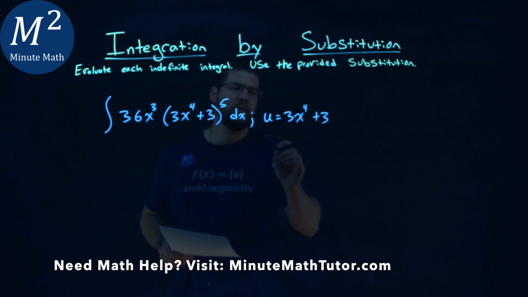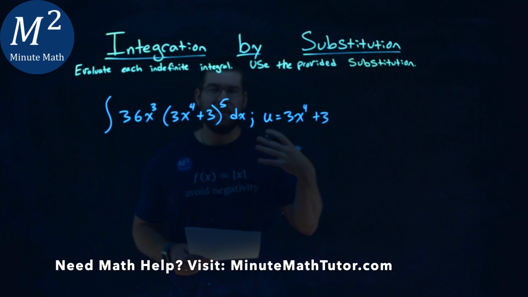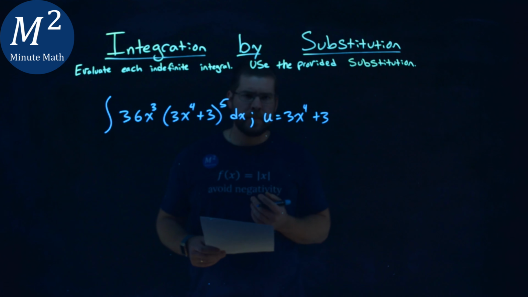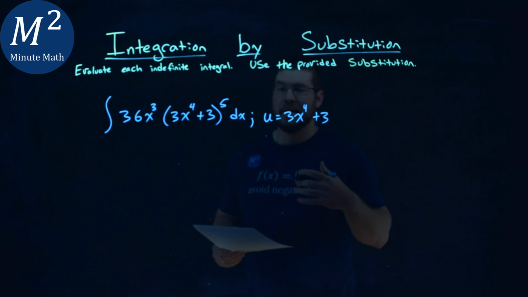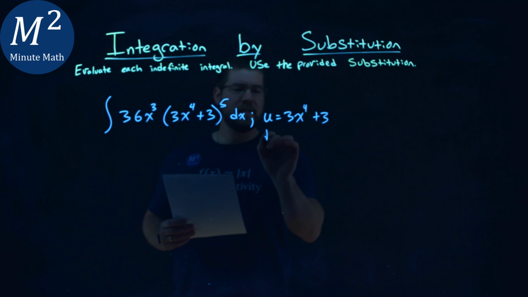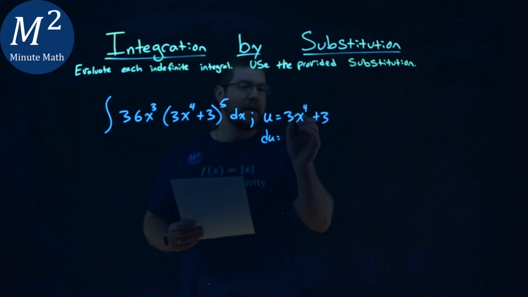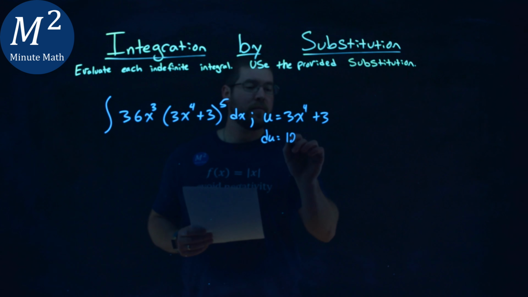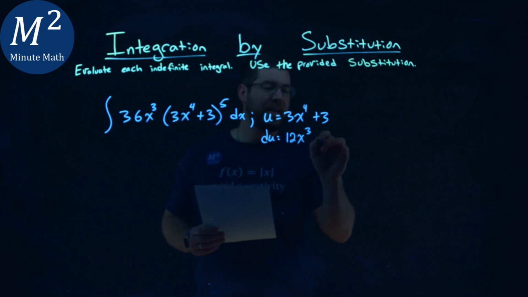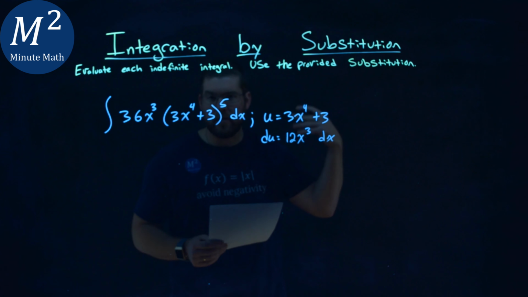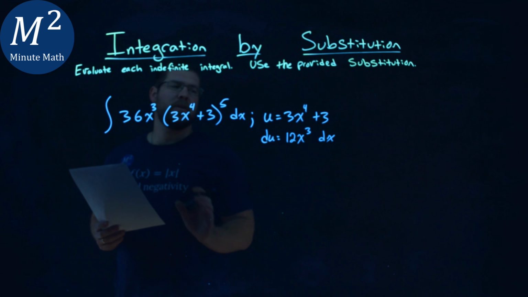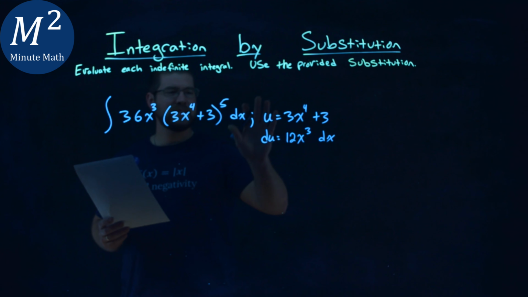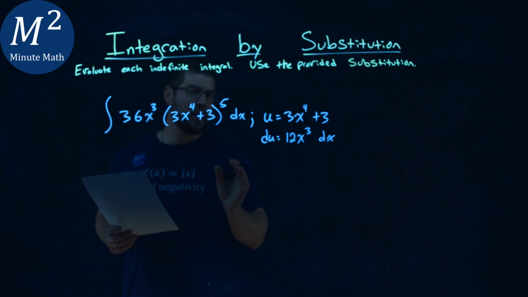And our u value is 3x to the 4th plus 3, and we have to evaluate this indefinite integral. Now they gave us a u value, so from there I like to find my du value. So my du here is taking the derivative, 4 times 3 is 12x to the 3rd power, and then it's just the dx. Ignore the 3. So from here I want to see if I can make this integral look like it combines something with my u and du. And I think I almost have it.